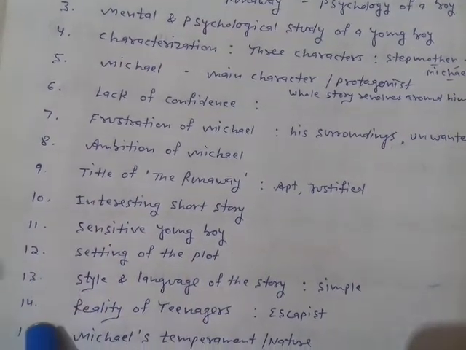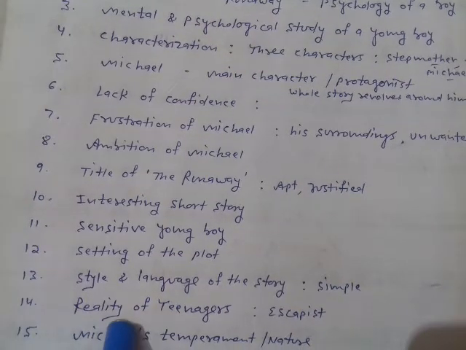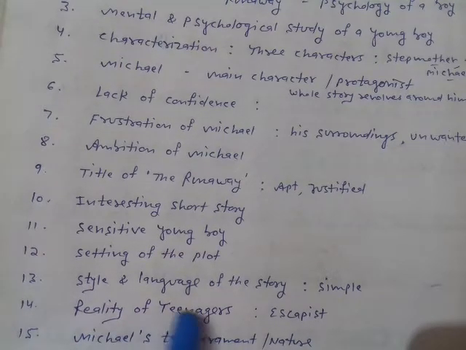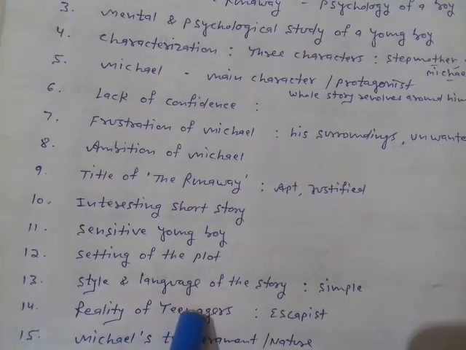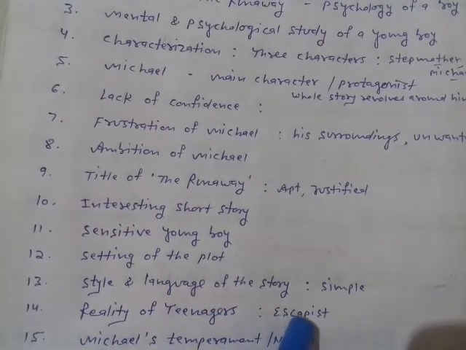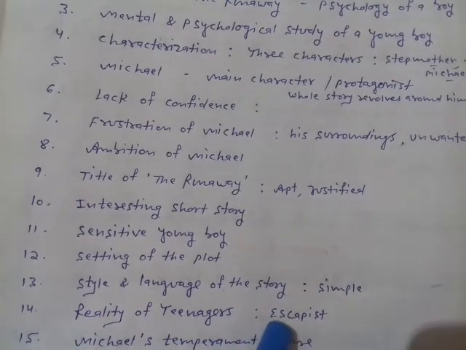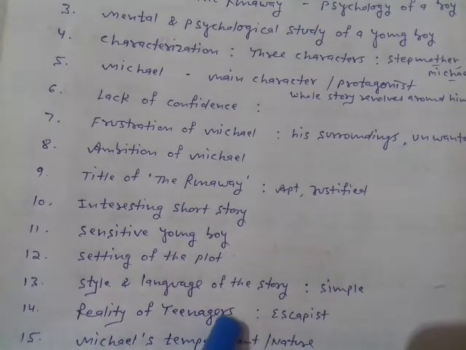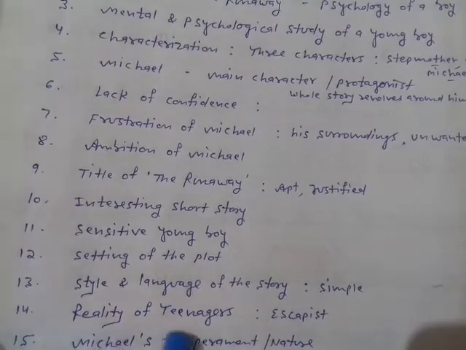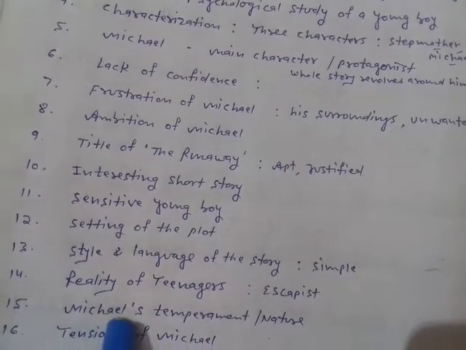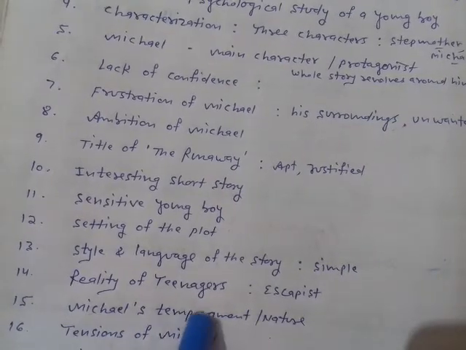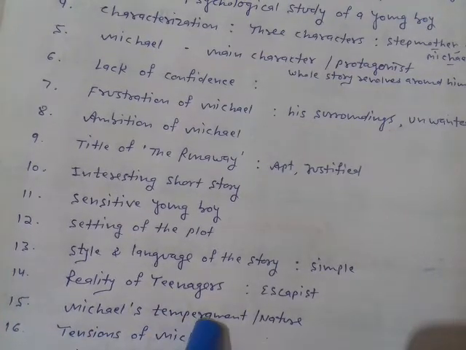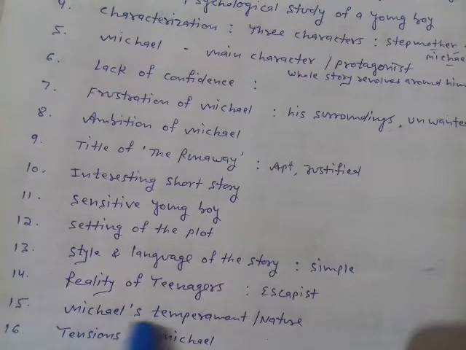Now the 14th one is reality. In this short story, the Canadian writer has presented a reality of teenagers, that at this stage of their age, they are always found escapist. Our Michael is also an escapist. So the reality of teenagers has been presented by Morley Callaghan, and that is the reality. The 15th one is Michael's temperament, the nature of our hero. If we go through the whole story of Runaway, we are aware of what the temperament or nature of Michael is.